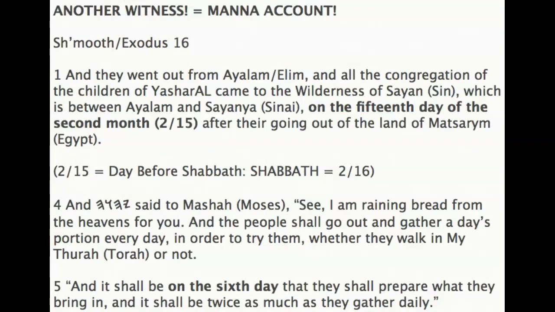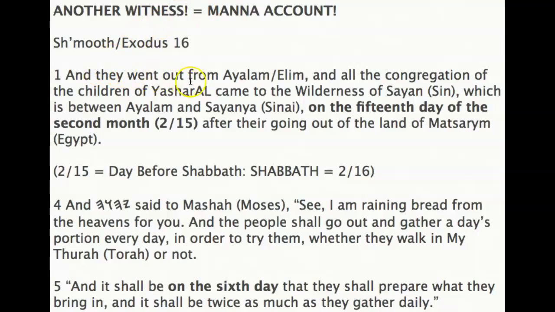This is not the only place that we see 223, or the 23rd day of the second month, being a Shabbat, because we have another witness, and that's the manna account in Shemuth, or Exodus chapter 16. Now you can read the entire chapter to get more context, but I've taken a few verses so you can actually see what it is.